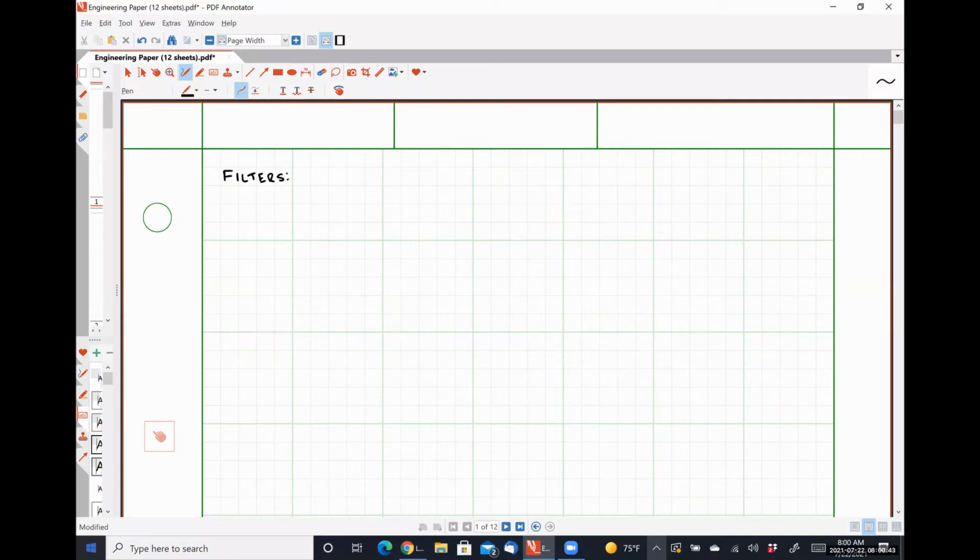So let me ask you guys a fairly simple question, I think. Do you have any idea what a filter in general does? Not even worried about electrical filters, but just filters in general. Do they kind of get rid of the stuff you don't want? Exactly right. That is a perfect description.